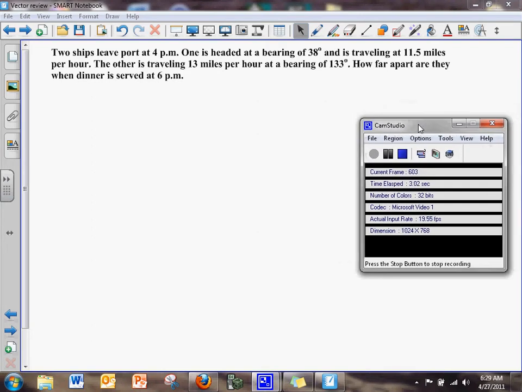Example problem number 4 for the Chapter 6 test. I have not worked this out yet on my own, so I'm kind of winging it here.